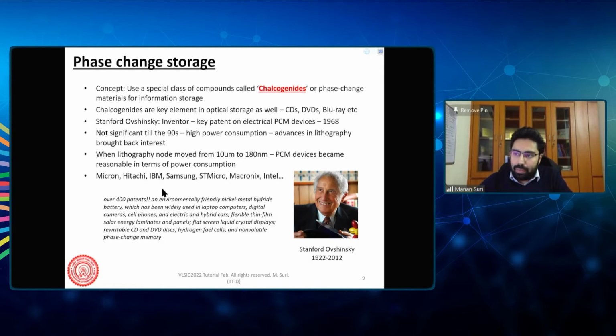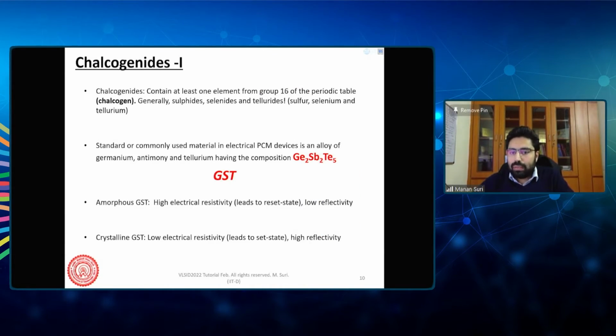And you pick up any company, whether it is Micron, Hitachi, IBM, Samsung, you will see a lot of industrial activity also happening along the lines of PCM devices over the last several years. Both for storage as well as embedded NVM, PCM has been widely explored by industry. A lot of industrial investment has also gone into it. So let's go into the materials and see how this thing works.